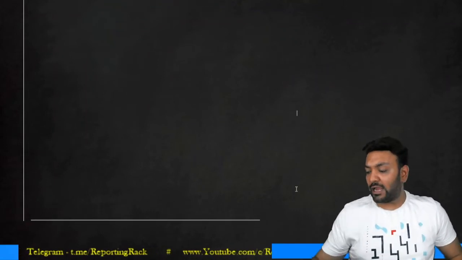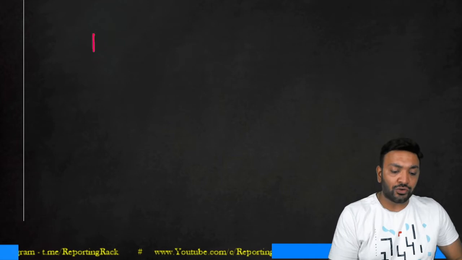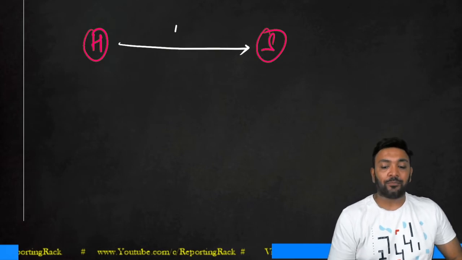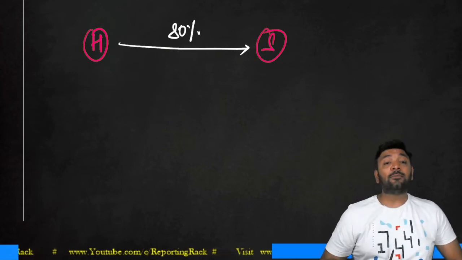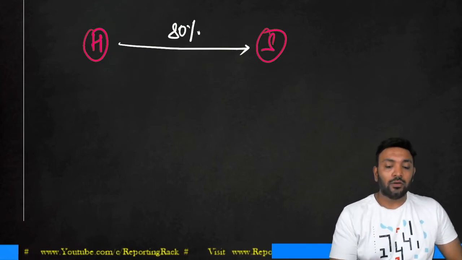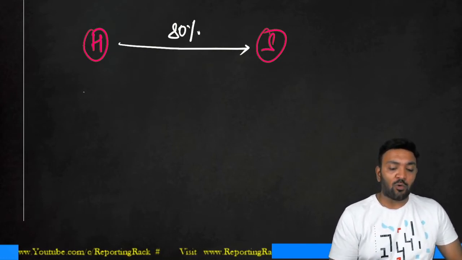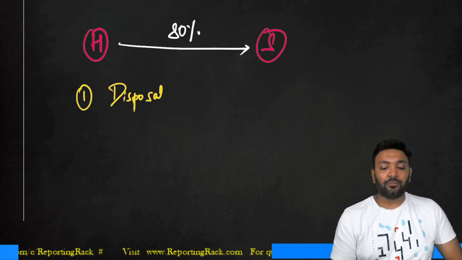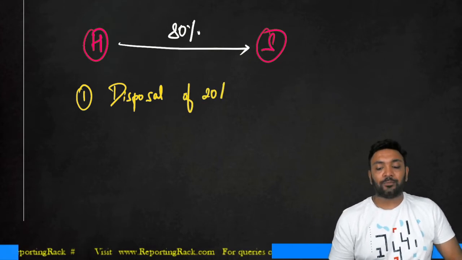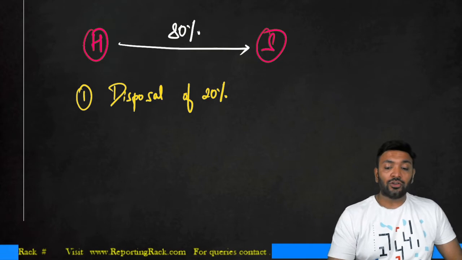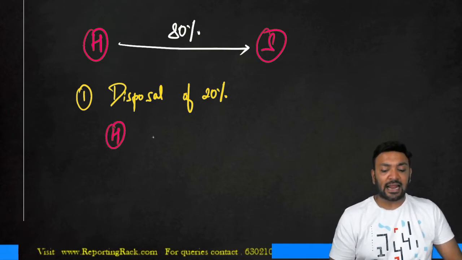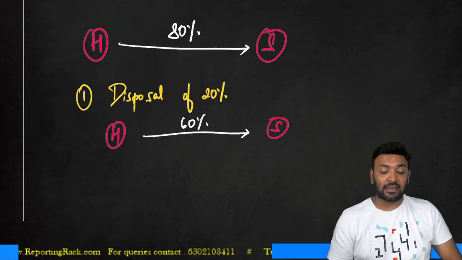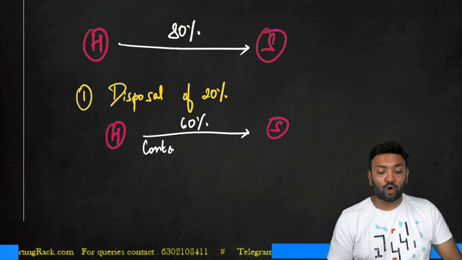Originally, holding company H was holding in its subsidiary, let's say, about 80% stake. There are three types of disposals possible. I'll tell you. First disposal, disposal number one, disposal of 20%. In such a case, your holding and subsidiary relationship is intact because even after the disposal, there is 60% interest, which is controlling interest.